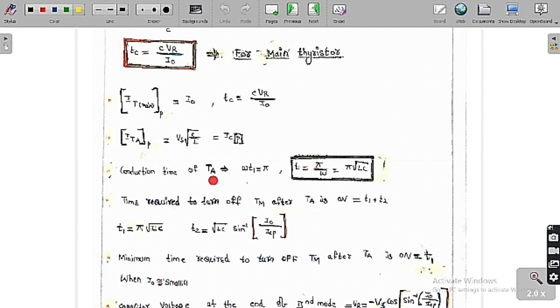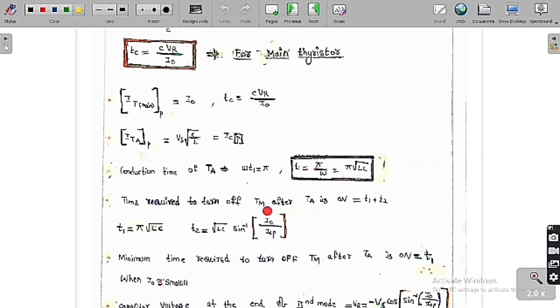In the mode 1 region only TA is going to conduct. So omega T1 is equal to pi, so T1 is equal to pi by omega, whereas omega is equal to 1 by under root LC. So we are going to get pi into under root LC. So this is the time for which the auxiliary thyristor is going to conduct.